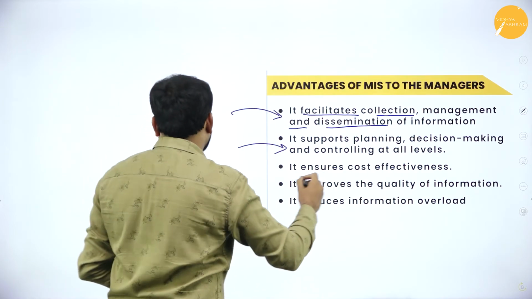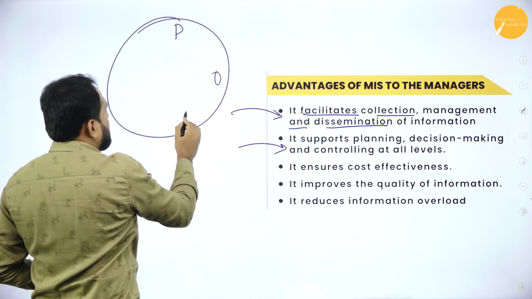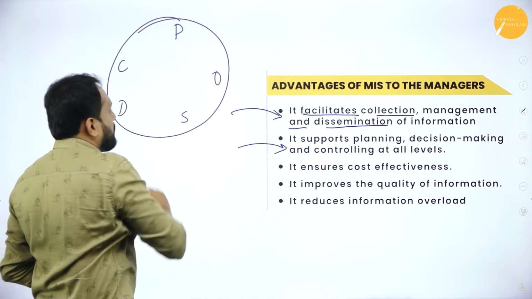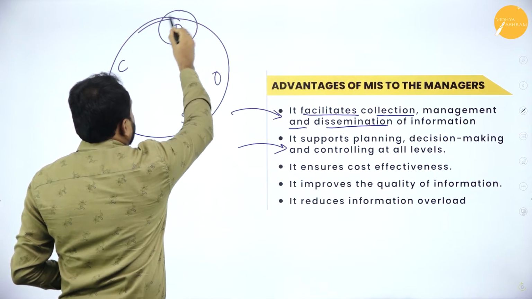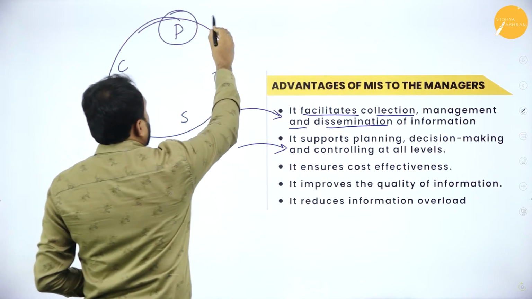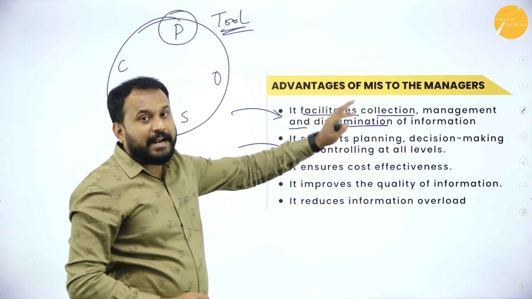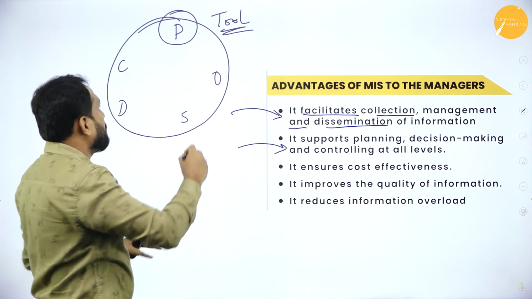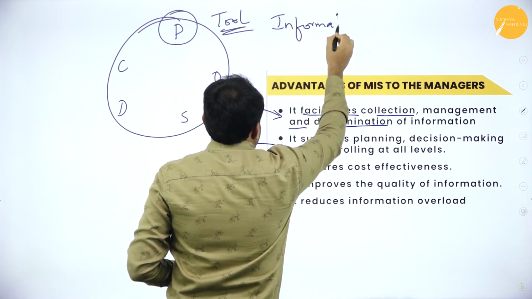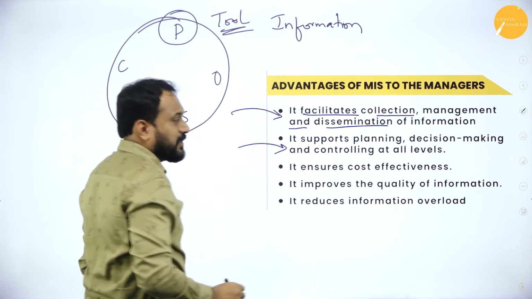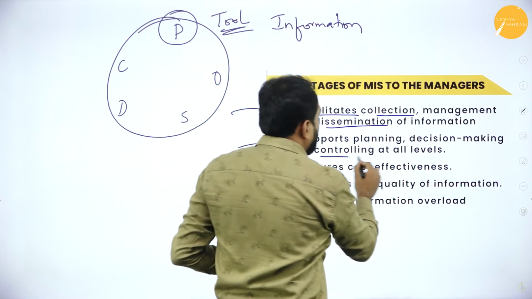Please understand here. You have planning, organizing, staffing, directing, controlling. Whenever you plan, you need a tool, and in a management information system that tool is information. So it supports planning, decision making and controlling at all levels.